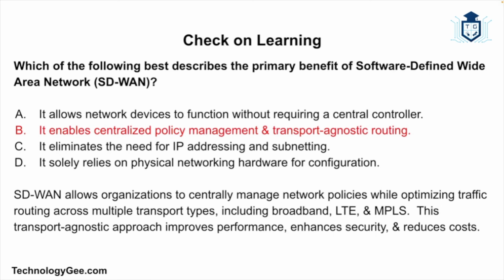And the correct answer is it enables centralized policy management and transport agnostic routing. So SD-WAN allows organizations to centrally manage network policies while optimizing traffic routing across multiple transport types, including broadband, LTE, and MPLS. And this transport agnostic approach improves performance, enhances security, and reduces costs.